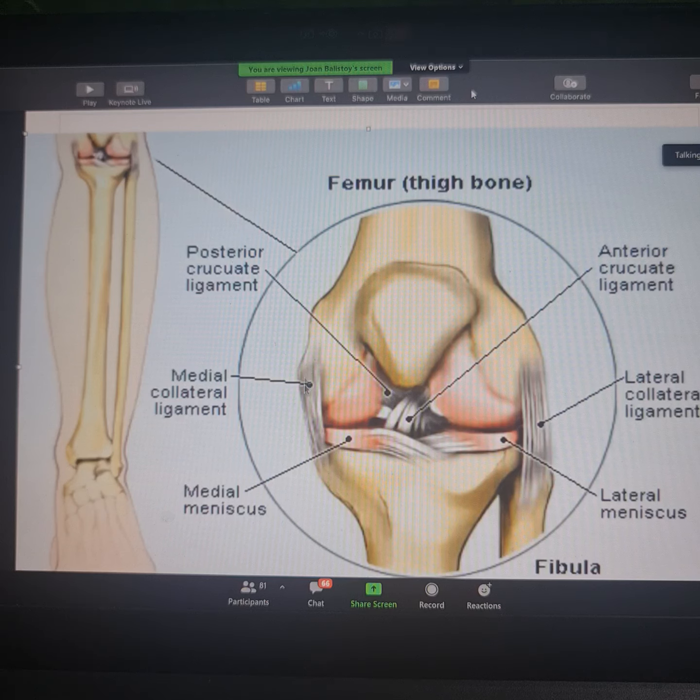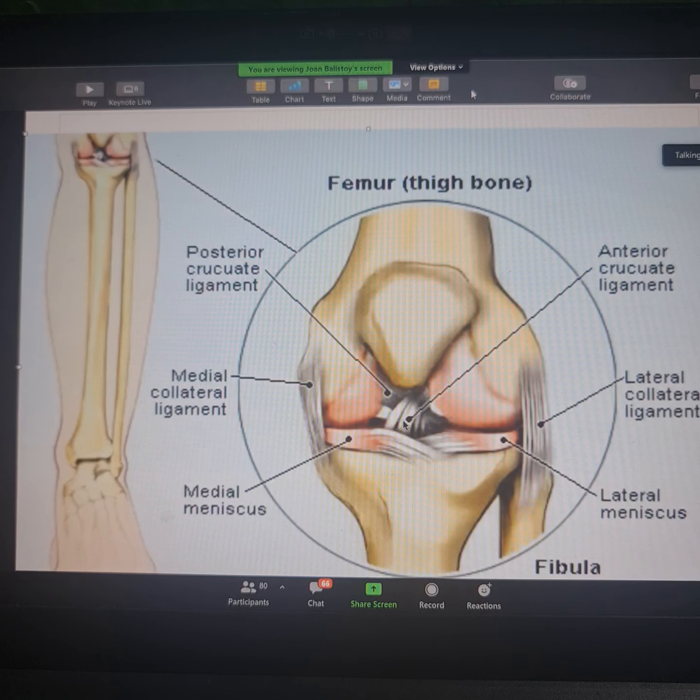So first we have the medial collateral ligament. So how will you know it's the medial collateral ligament? It's on the tibia side. On the other side, on the fibula side, you have the lateral collateral ligament. So medial on the tibia side, lateral on the fibula side. Next, at the middle, there are two ligaments positioned like an X, crossing each other. Right? It's the anterior and posterior cruciate ligament.